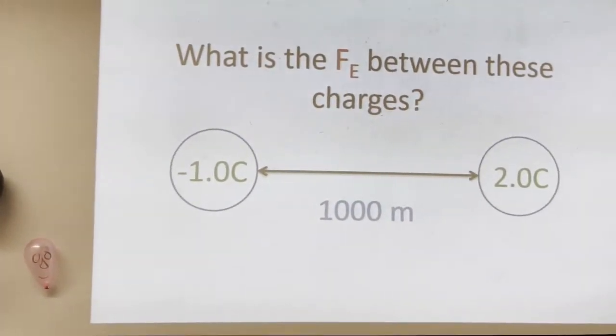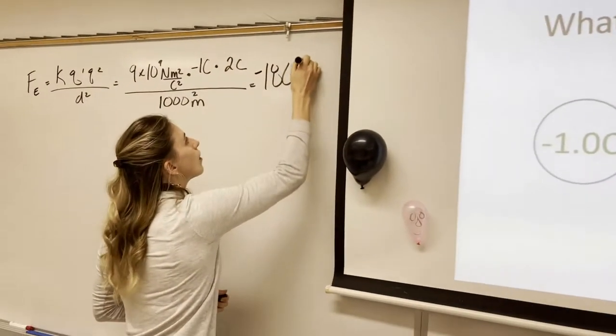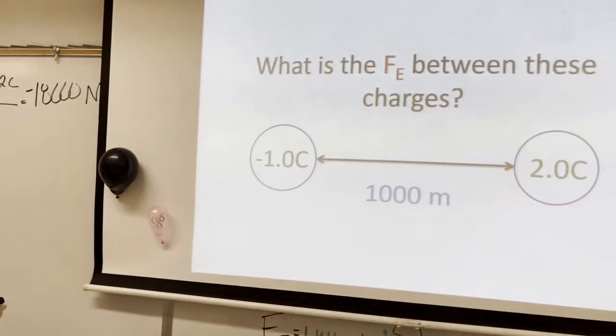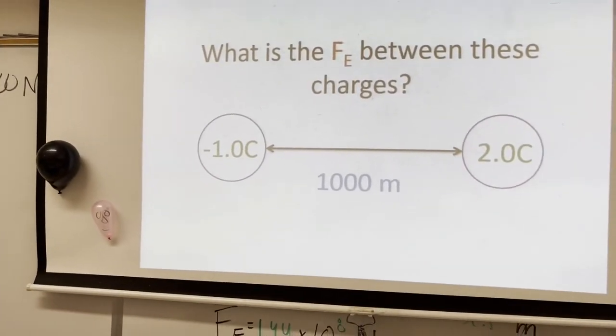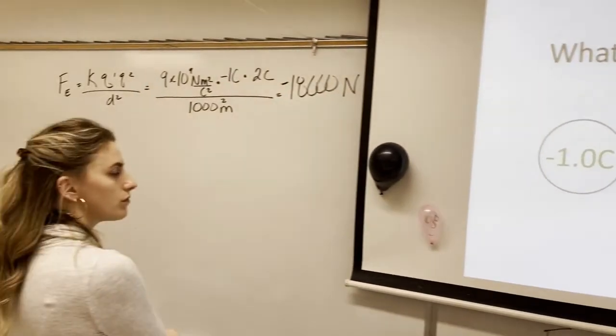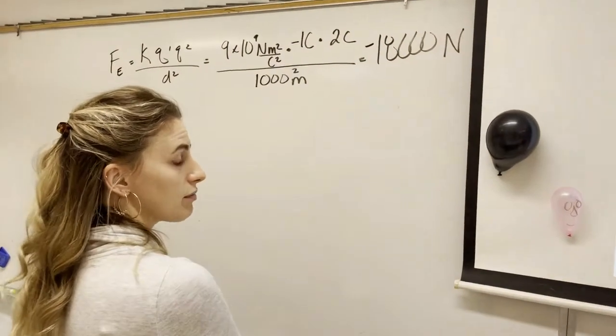So this is an indication of the size of a Coulomb of charge. It's a tremendous amount of charge. So even though they're a kilometer apart, that's 18,000 newtons.